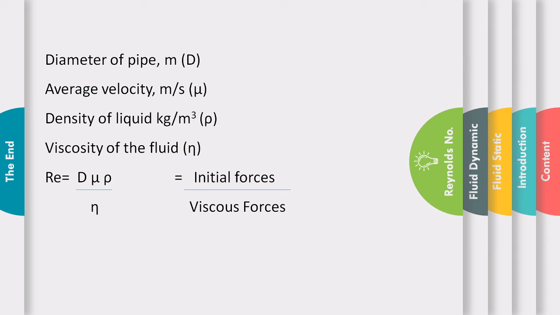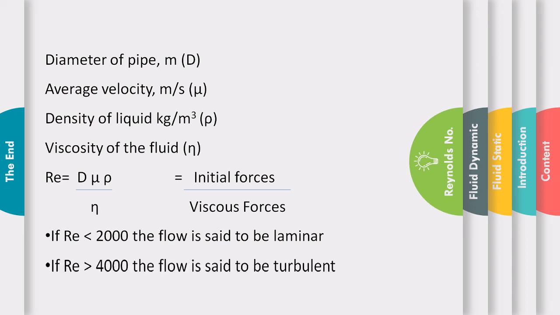Inertial forces are due to the mass and the velocity of the fluid particles trying to diffuse. However, viscous force is the frictional force due to the viscosity of the fluid, which makes the motion of the fluid parallel. Now, if the Reynolds number is less than 2000, then the flow is said to be laminar. However, if the Reynolds number is more than 4000, then the flow is said to be turbulent. And the point at which laminar flow changes to turbulent flow is known as critical velocity.